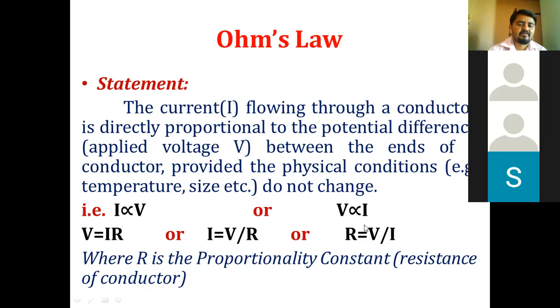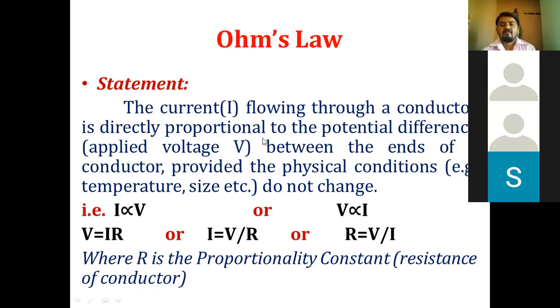Some people will tell that R is a constant here. The ratio of the potential difference to the current flowing through the conductor is equal to the constant. That is also correct here. So some people will state it in this form of the formula. But the actual statement is this one, because based on I is directly proportional to V, or V equal to IR only, everyone will remember the statement here.